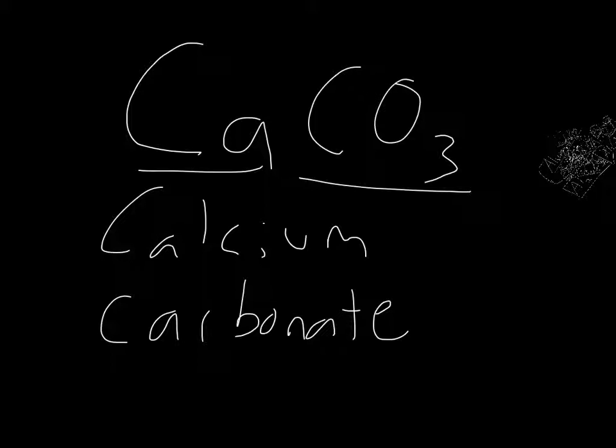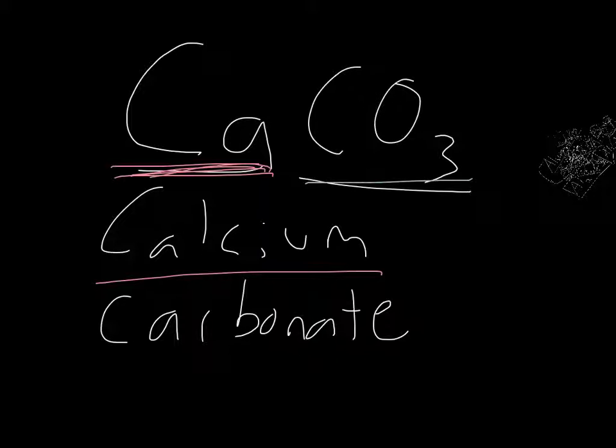1, you write the name of the cation in the formula, as you do with ionic. So you take this one, calcium, and you write the name, calcium. Pretty simple. The second step is you write the name of the polyatomic ion, and you do not change the ending. Instead of changing the ending to "ide," you do not change the ending at all. So that's why with CO3, instead of it being carbonide, it'd be carbonate. So remember, do not change the ending.